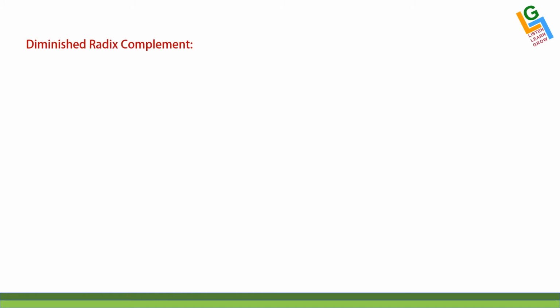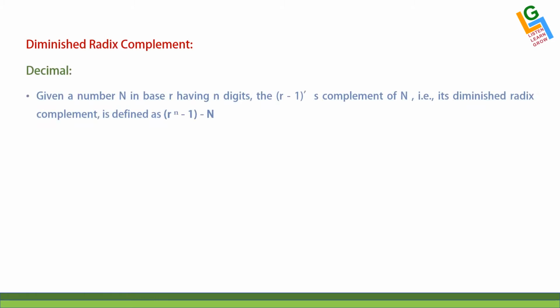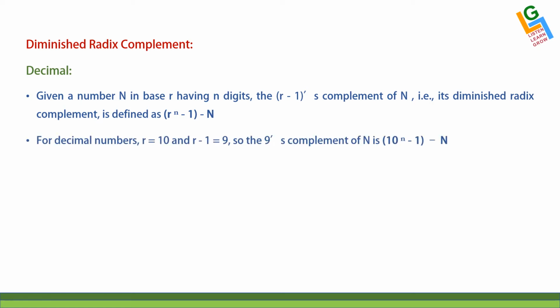Diminished radix complement for decimal. Given a number N in base R having n digits, the R-1's complement of N, that is, its diminished radix complement, is defined as R power n minus 1 minus N. For decimal numbers, R equals 10 and R minus 1 equals 9. So the 9's complement of N is 10 power n minus 1 minus N.